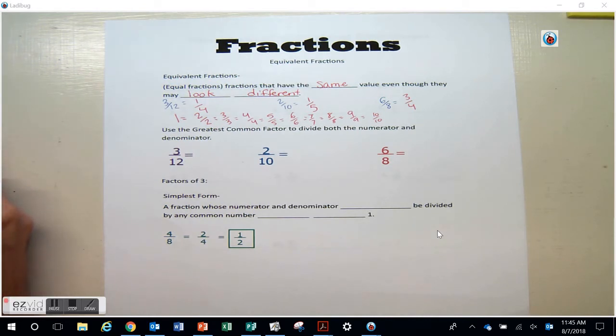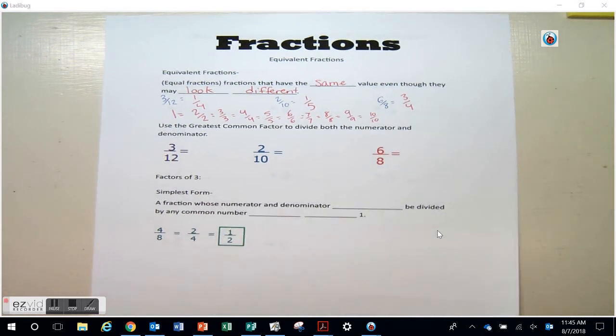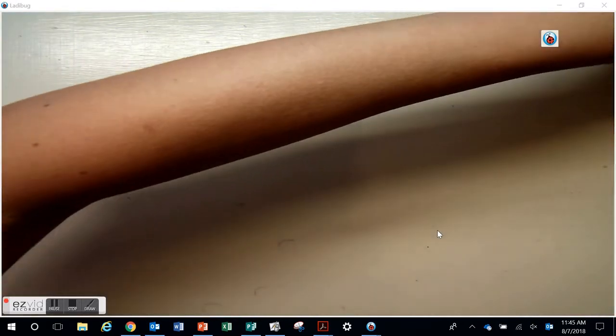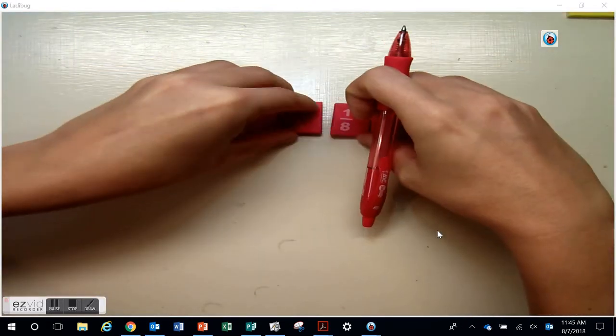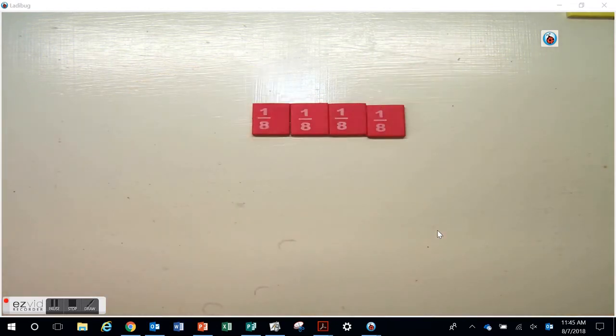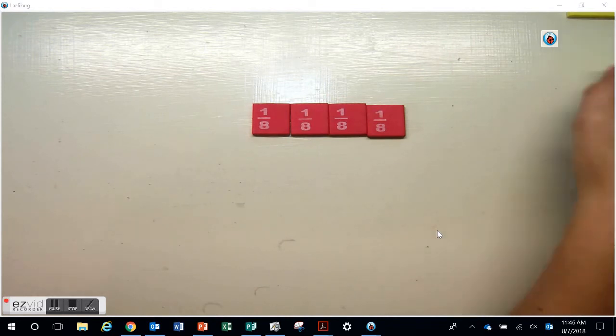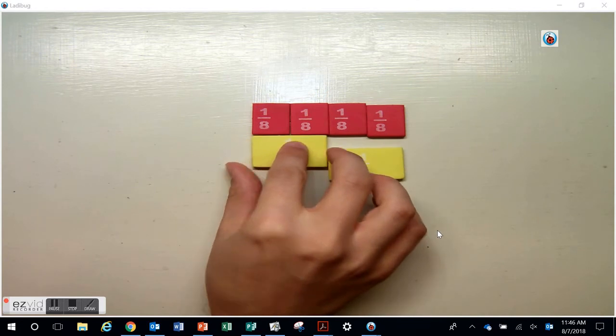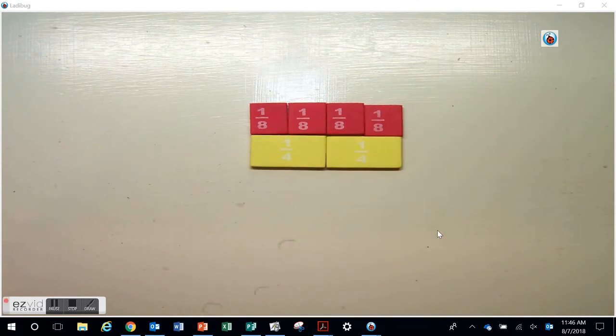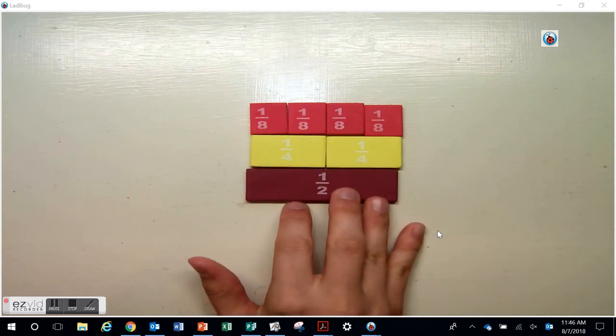Let's consider a different problem. Let's consider if I had 4/8. I could tell you that 4/8 is equal to 2/4. Is that correct? Is that the only correct response that we could possibly have? I could also say that 4/8 was equal to 1/2.